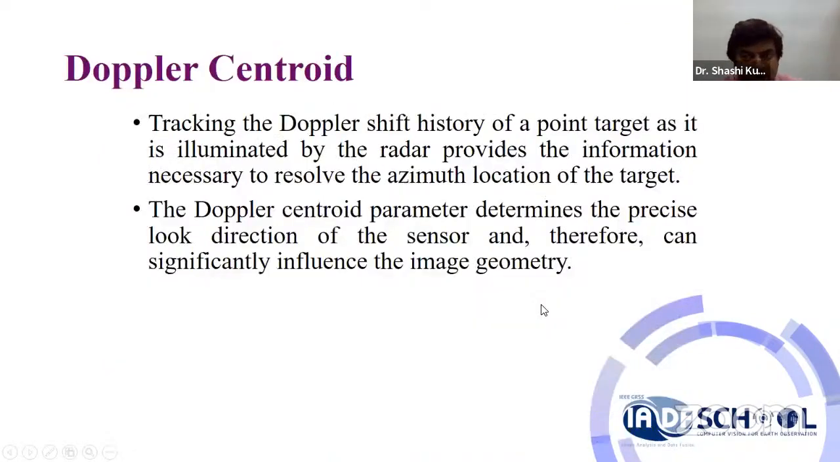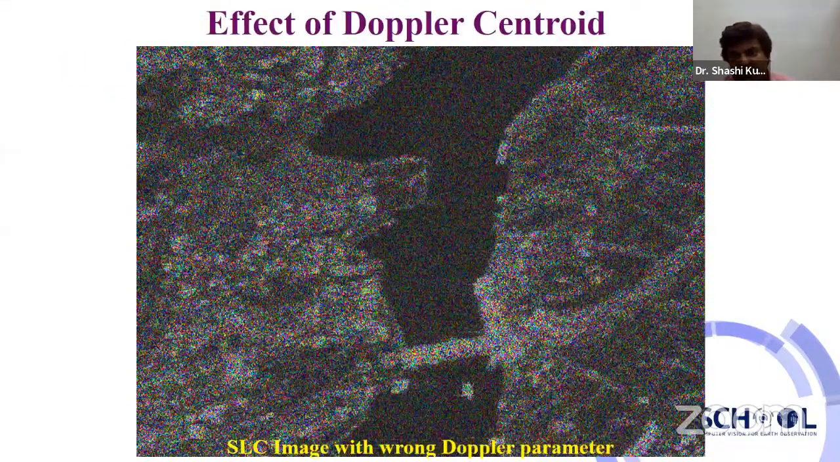But one can always think about the accurate Doppler centroid, because the Doppler centroid should be precisely measured. If there is any inaccuracy in measuring the Doppler centroid, that may deteriorate the quality of the image. So nowadays, all the SAR processors have the capability to find the actual Doppler centroid, and by measuring it, the data set is compressed in the azimuth direction.